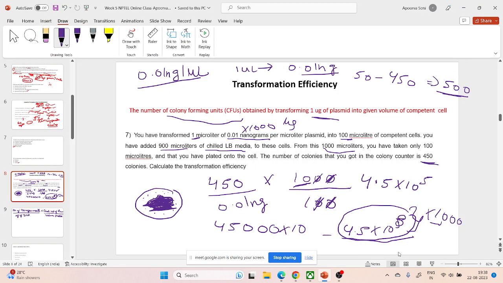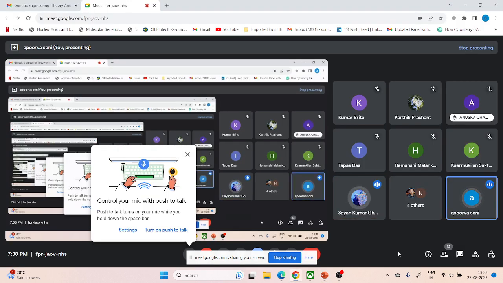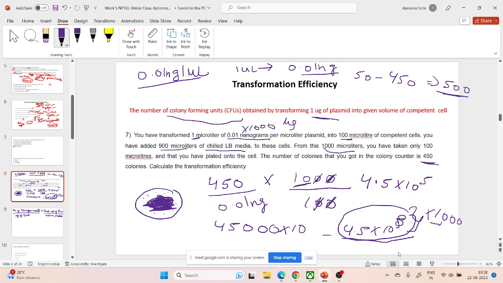Everybody understood how to calculate transformation efficiency? Ma'am, can you explain once more? Your voice is not coming through properly. Can you come closer to the mic? Yes, ma'am, now it is clear. A little better, okay, I can hear. Ma'am, I'm saying, can you once more explain the question, how to solve these questions? Okay.